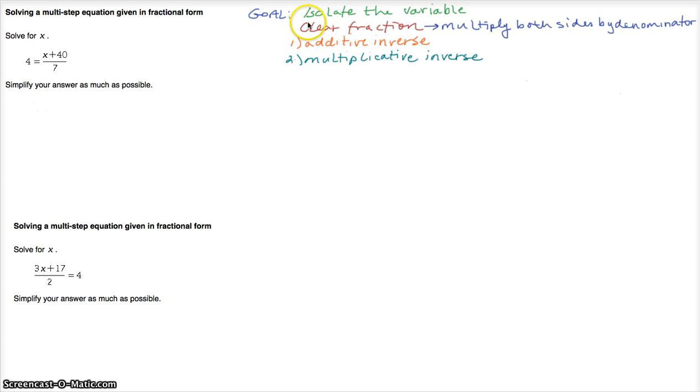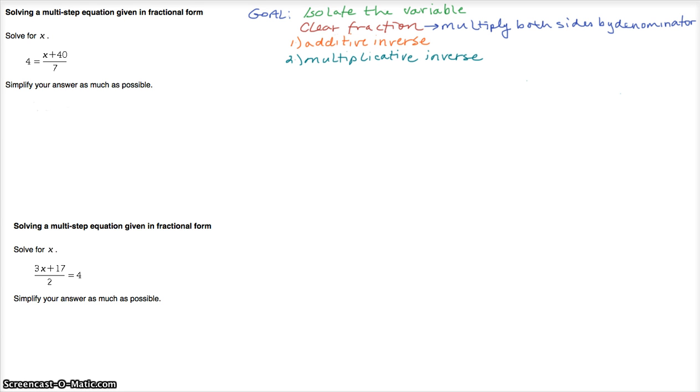Our goal is going to be the same. We're still going to isolate the variable, but first we have to clear the fraction. And to clear the fraction, we're going to multiply both sides by the denominator. Then we can apply our additive inverse, and then we can apply our multiplicative inverse. So I'm going to take a couple of seconds for you guys to pause the video and to write these steps down. Now that you've gotten the steps written down, let's look at how to break the problem down.